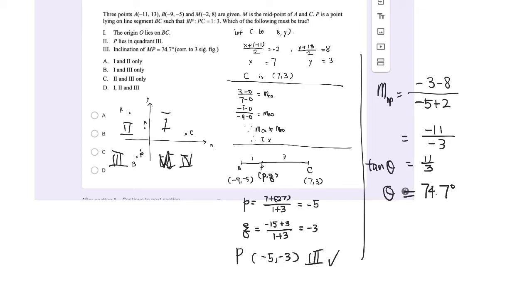Last one, you can find out the inclination, because you can find out the slope of MP, and after that, you can see that theta is equal to 74.7 degrees. That is why the answer here will be 2 and 3 only. This is only C. Okay, C only.